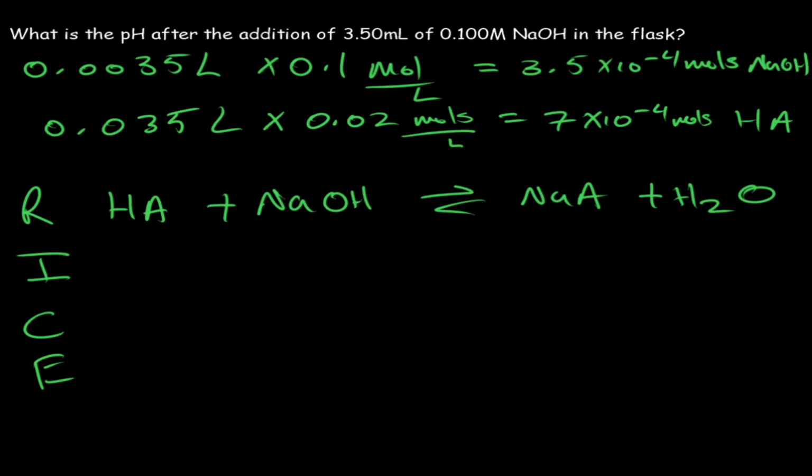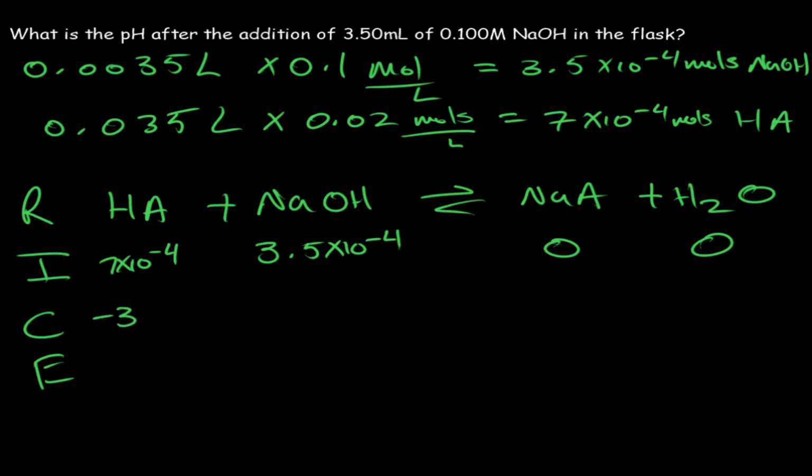So the initial mole amount of our acetic acid is 7 times 10 to the negative 4. Our initial mole amount of sodium hydroxide is 3.5 times 10 to the negative 4. We have no acetate or water in our solution right now. So the change is simply that all the sodium hydroxide is going to be used up and react with the acetic acid that we have.